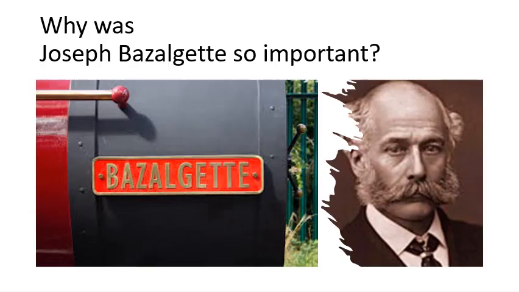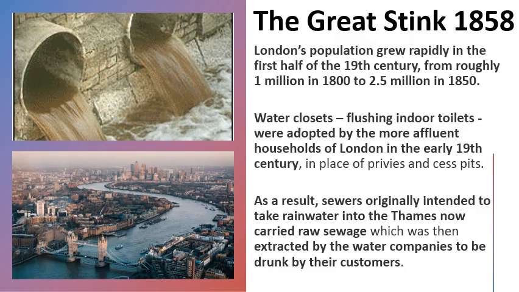On to the work of Joseph Bazalgette. Why was he so important? Let's have a look. Well, his chance to make his mark came with something that became known as the Great Stink of 1858. The population of London, as you've already seen, has been increasing in cities and towns around the country. And in London in particular, you've got up to 2.5 million people in London living with very little public health at all. The public health system, what there was, probably hadn't been changed since Elizabethan times, okay?